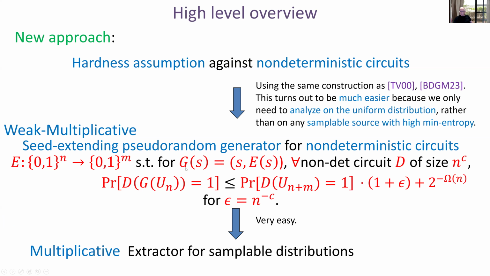because pseudo-random generators are only measured on the uniform distribution, whereas if you want to analyze it as an extractor for samplable distributions, you have to analyze this on every samplable distribution with sufficiently high min-entropy. And this causes a lot of complications because the components that are used in this construction are more suitable to work on the uniform distribution.